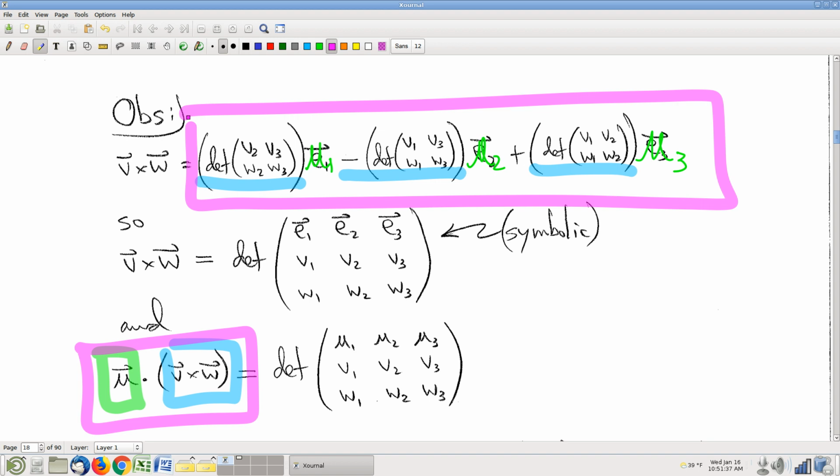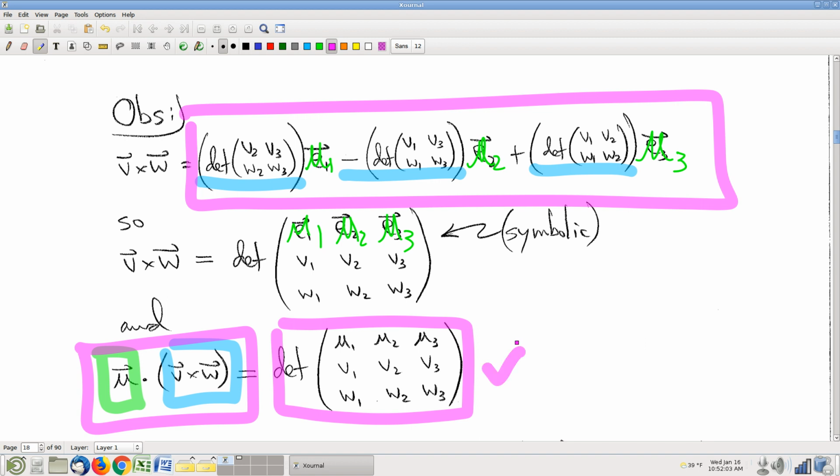So, likewise, if I just put U's instead of E's here, I get a way to rewrite that formula for that dot product. So, that dot product, this, multiplying it out, this thing that I have circled in purple, reinterpreting as a determinant, is that determinant. Yes?